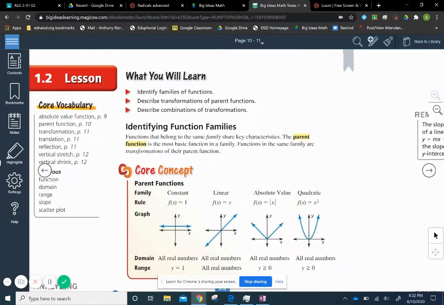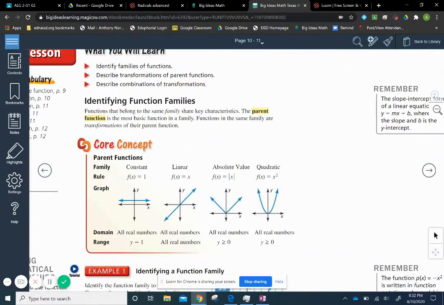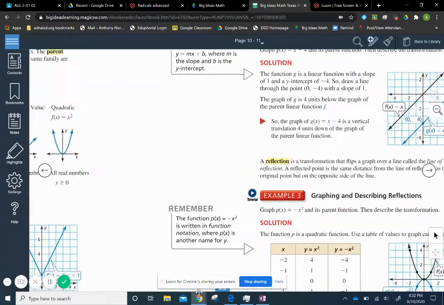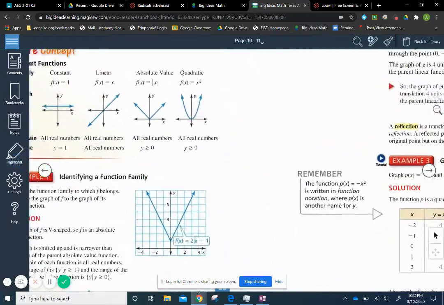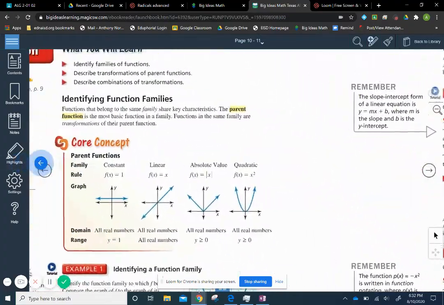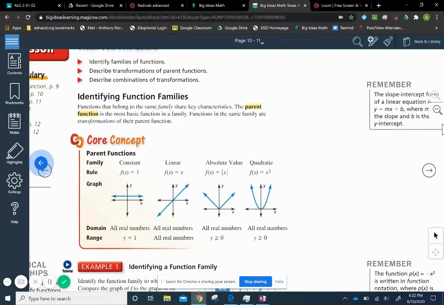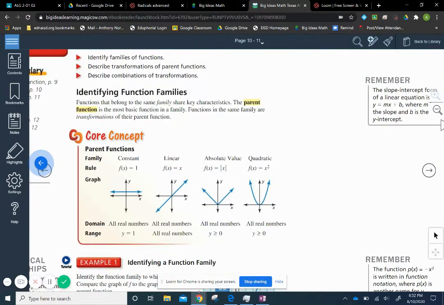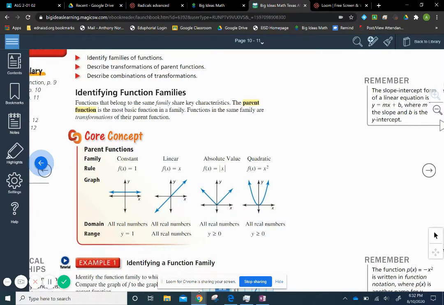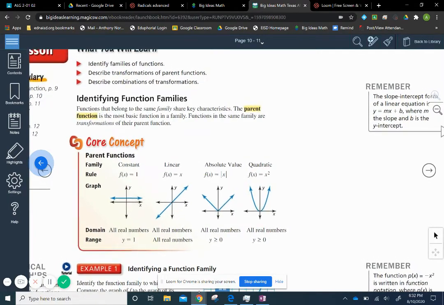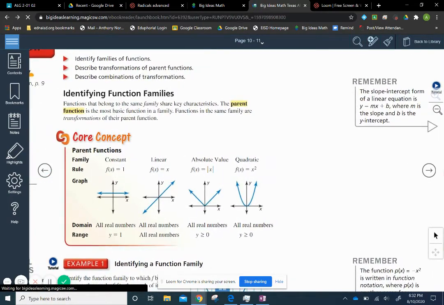We're on to 1.2, identifying parent functions and transformations. So the most important thing for you to do right now at the beginning of this video is to write down this paragraph, identifying function families, the whole thing, as well as the core concept. You're going to need all that information to be successful inside of this section.